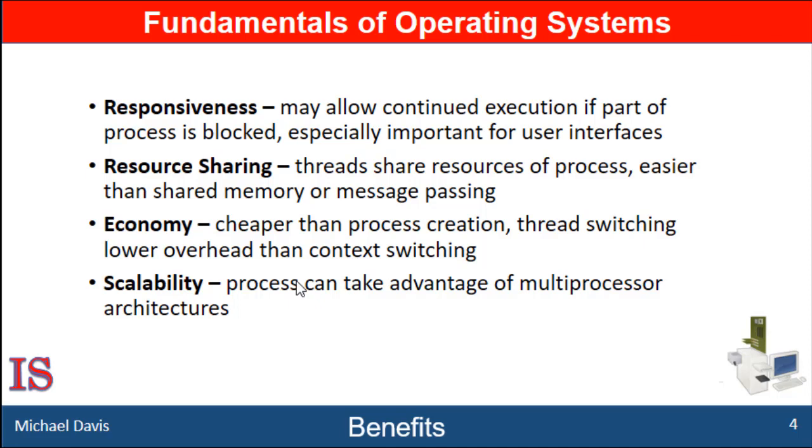And the fourth benefit that I want to discuss is scalability. The benefits of multi-threading can be even greater in multiprocessor architecture, where threads may be running in parallel on different processing cores. A single-threaded process can run on only one processor, regardless of how many cores are available.